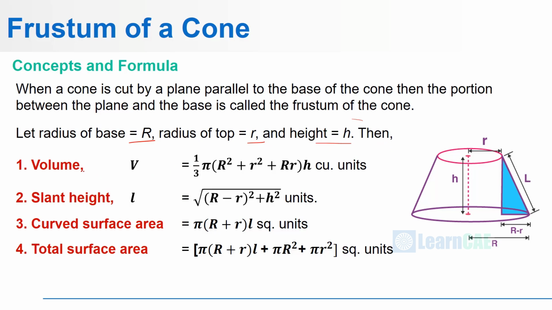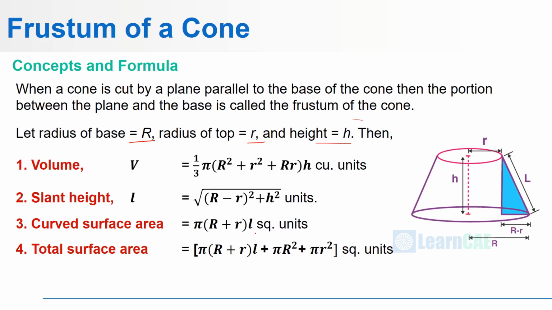Then the volume is given by V is equal to 1 by 3. It is similar to pi r square h, but here you have to replace the r square by uppercase R square plus lowercase r square plus product of uppercase and lowercase r. So volume is equal to 1 by 3 pi (R square plus r square plus R r) into h cubic units. And the slant height is given by square root of (R minus r) whole square plus h square.